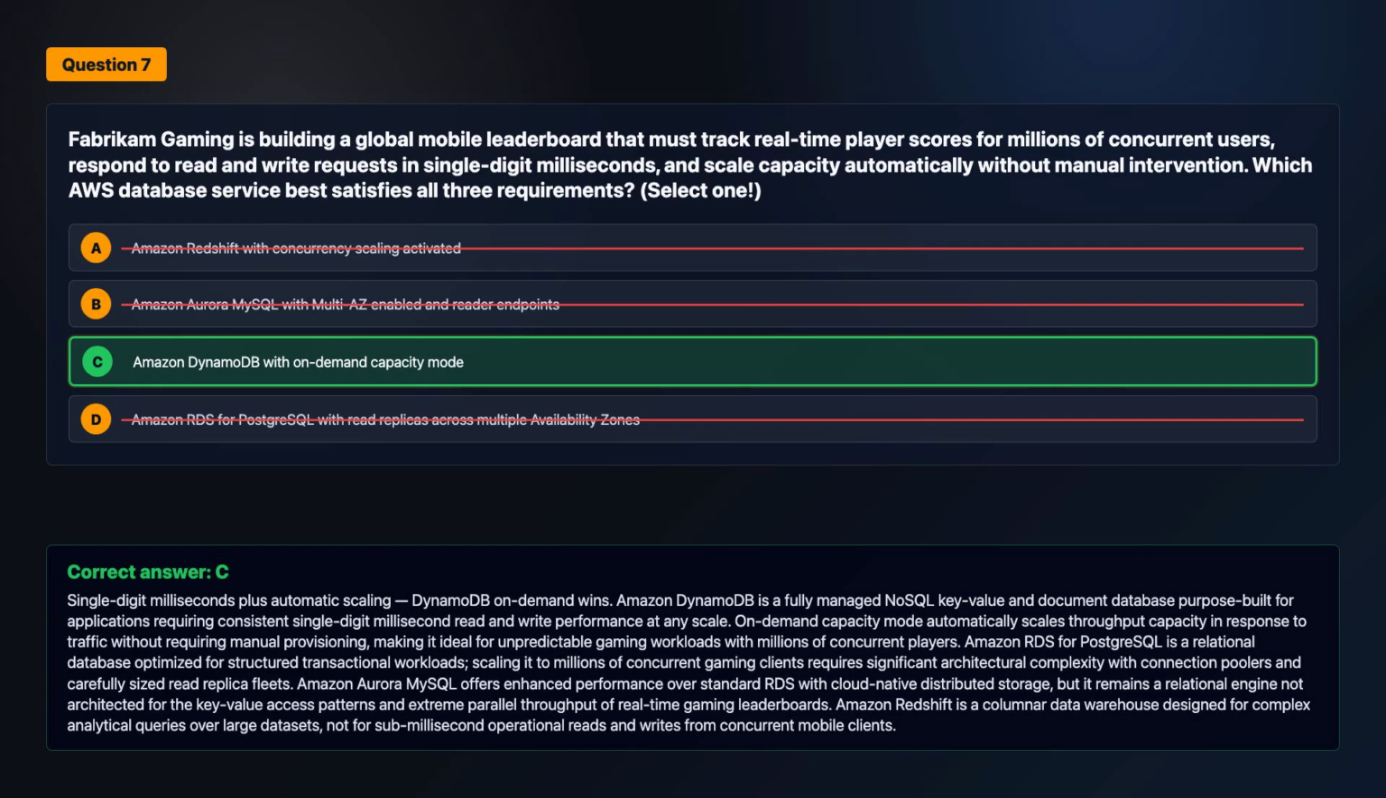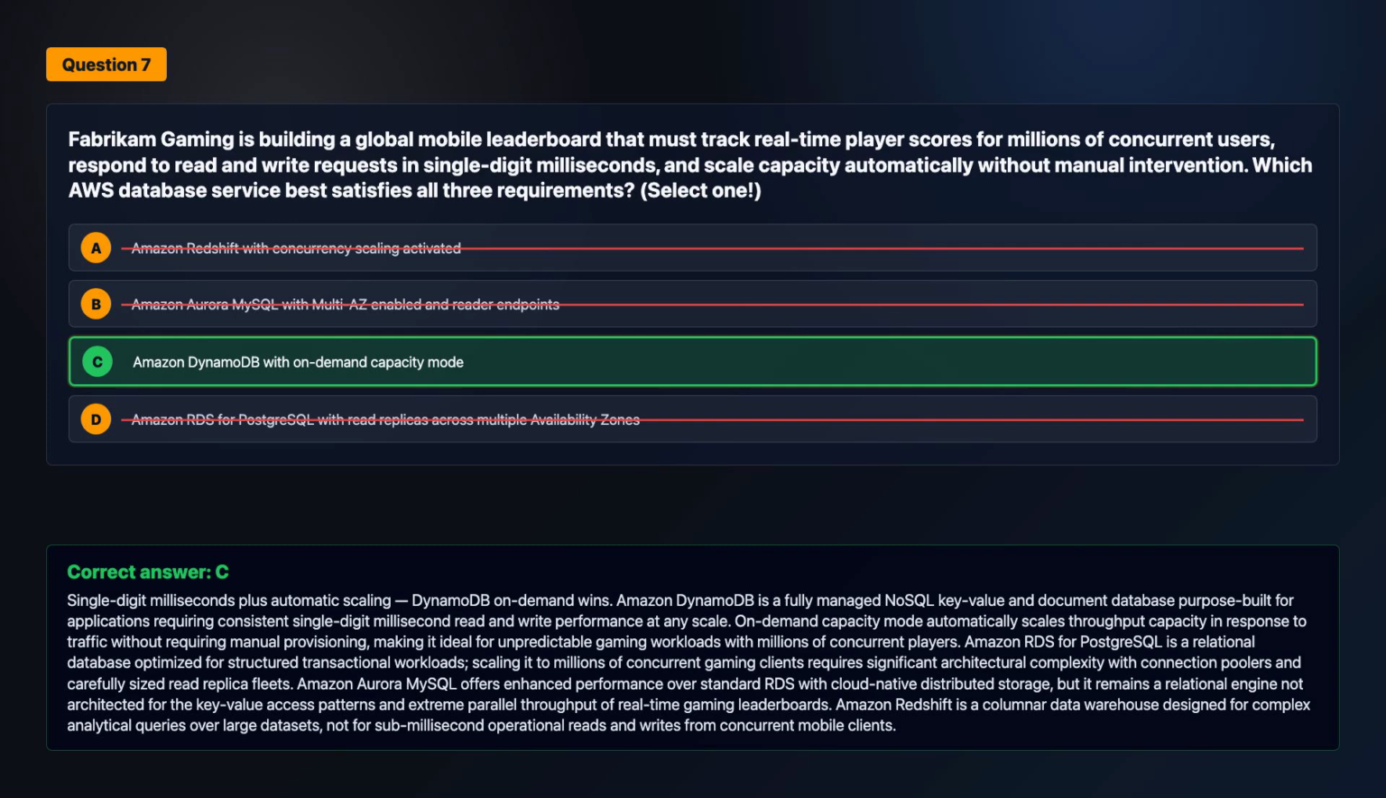The correct answer is option C. Single-digit milliseconds plus automatic scaling. DynamoDB on-demand wins. Amazon DynamoDB is a fully managed NoSQL key-value and document database purpose-built for applications requiring consistent single-digit millisecond read and write performance at any scale. On-demand capacity mode automatically scales throughput capacity in response to traffic without requiring manual provisioning, making it ideal for unpredictable gaming workloads with millions of concurrent players.